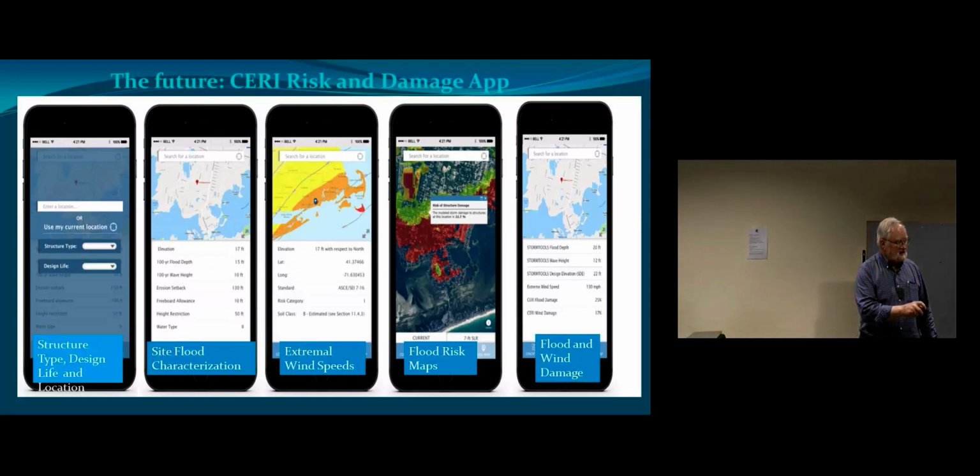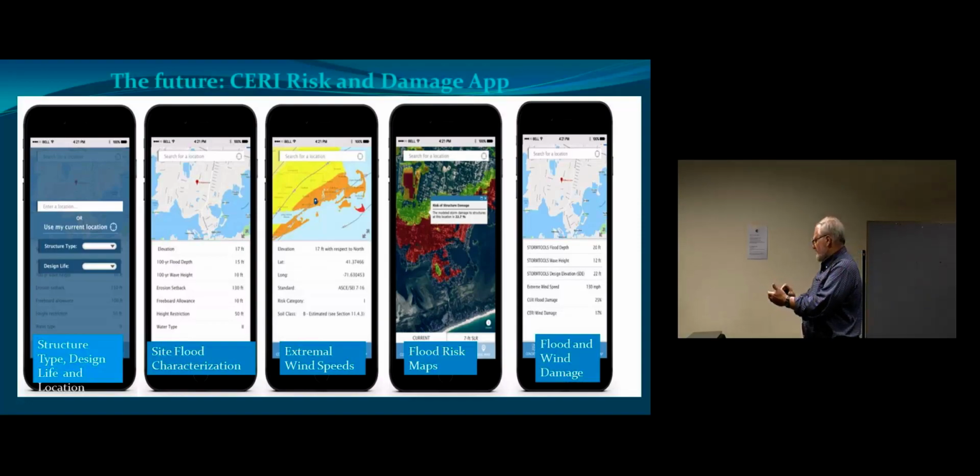So the design life, type, and location of the structure here, the flood characterization here. So this is base flood elevation for different sea level rise scenarios, setback lines, free allowance space, freeboard requirements. What the wind environment is for design for that location. So these are wind speed contours. Here's the flood risk maps that I showed you, which I showed you for Charlestown, and rather than show you at a discrete location, it shows you in the neighborhood.